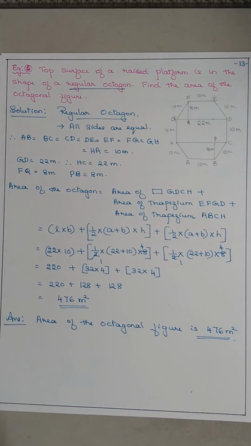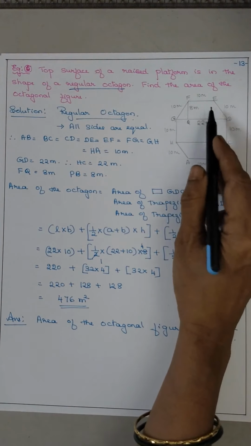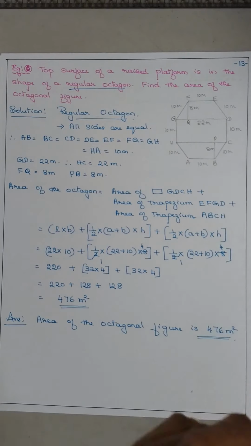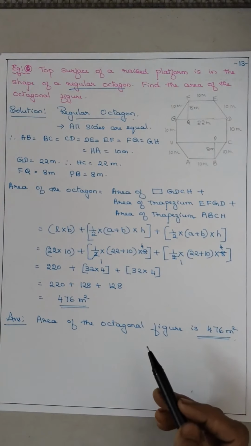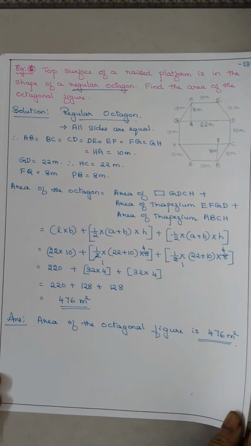Is it okay? So regular means all sides are equal. That you have to remember. Then find out the area. If it is not a quadrilateral, divide the figure into different shapes. So this one is a rectangle, this is a trapezium and a trapezium, and put the formula, put the values and calculate. So hope you understood these two examples, isn't it?